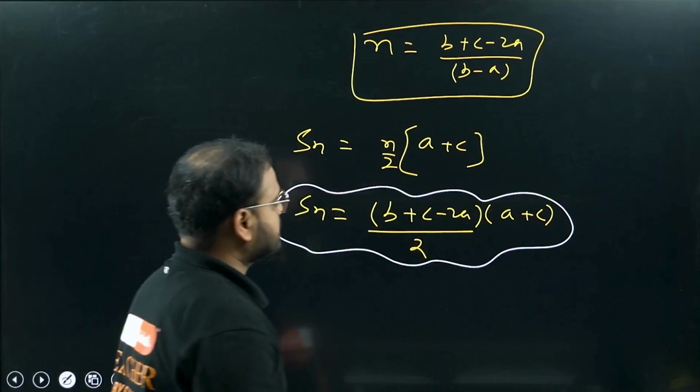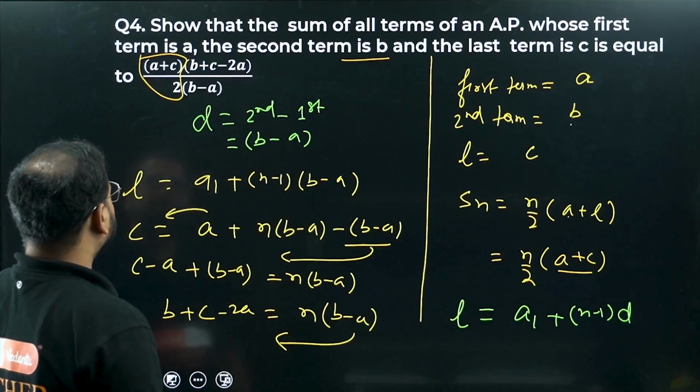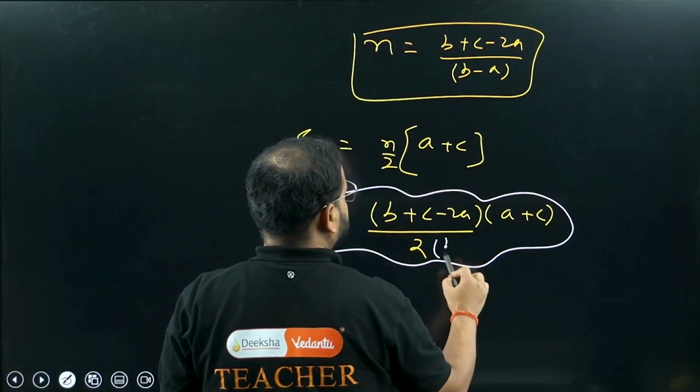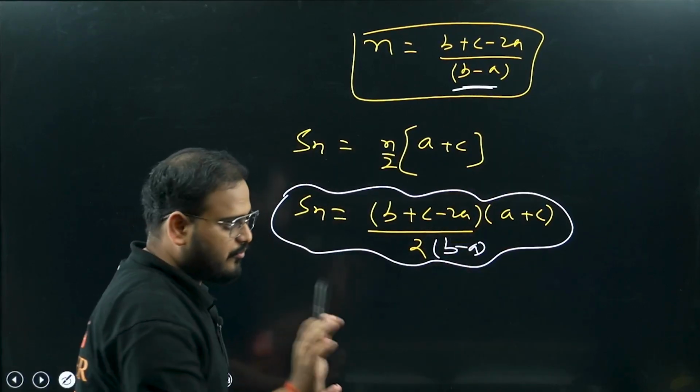Okay, A plus C. Have a look. Same thing they were looking for. B plus C minus 2A times A plus C upon 2 times B minus A. Okay, I forgot this value, B minus A. The denominator is B minus A. That'll come as it is. Okay, so forgive me for that.